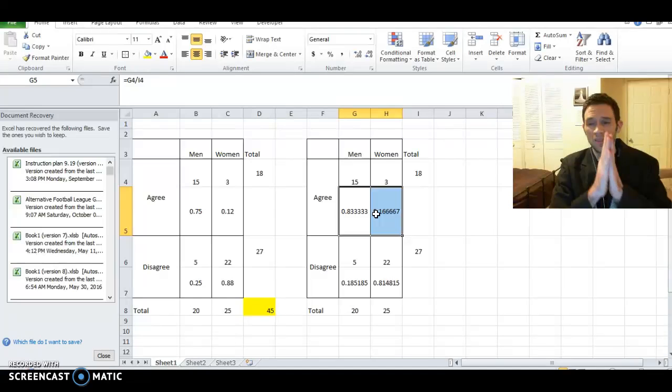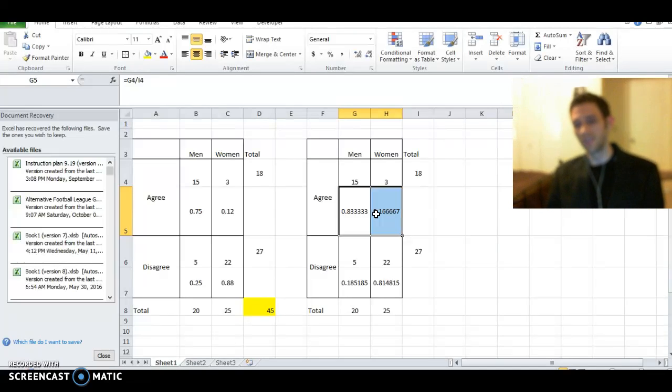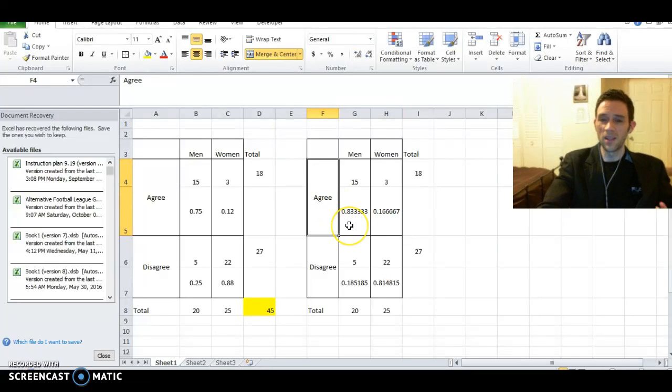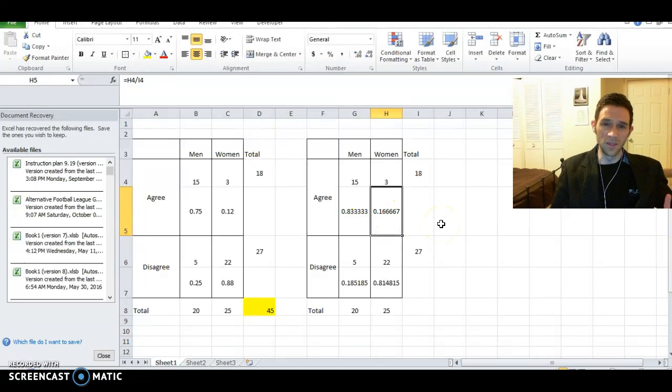But what is this? Take a minute and think and put into words what you think that is. If we compare those two numbers, what are we comparing? Of everybody that agrees with the policy, 83% are men and 17% are women. Now, why can that mess us up?